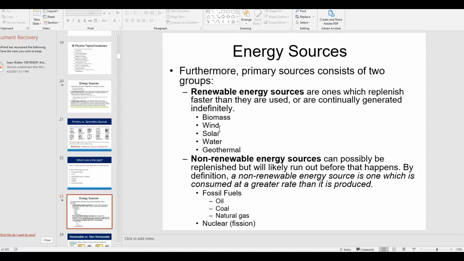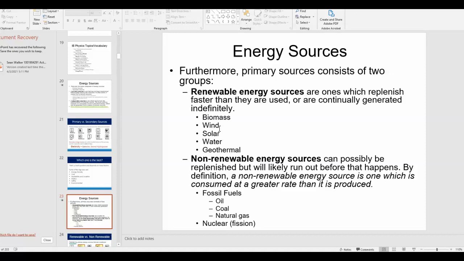A non-renewable energy source is an energy source which can possibly be replenished, but is likely to run out before that happens. Okay, now the actual definition, and I only tell you this because definitions are important. Sometimes you get those definition questions on the IB exam. The actual definition is a non-renewable energy source is one in which it is consumed at a faster rate than it is produced. And so, for example, fossil fuels are being created on Earth all the time. It's just that the rate at which we use them is faster than the rate that they're being produced.